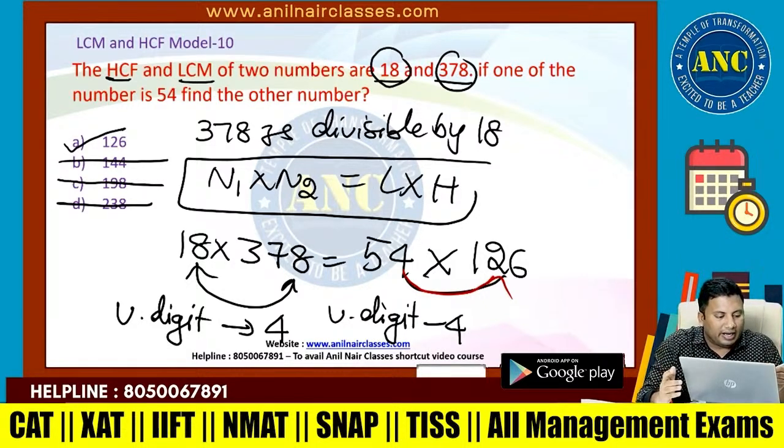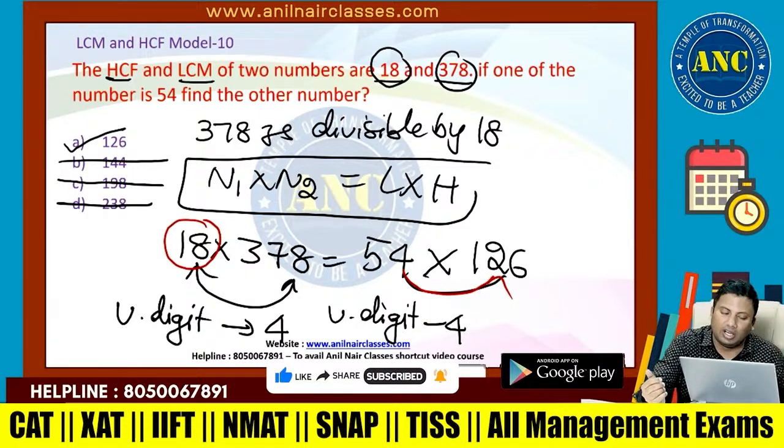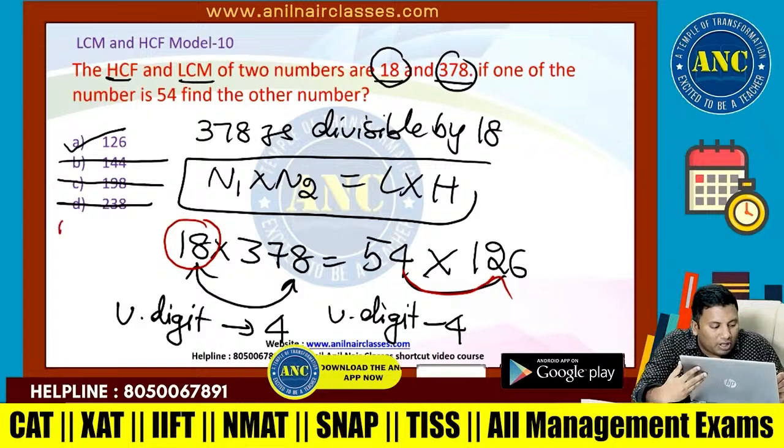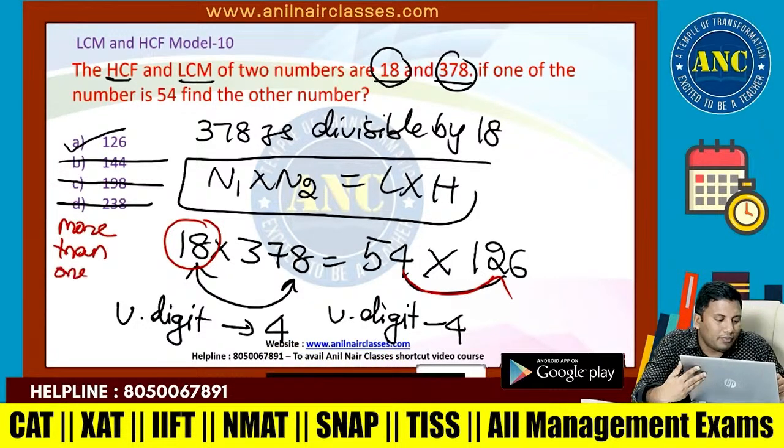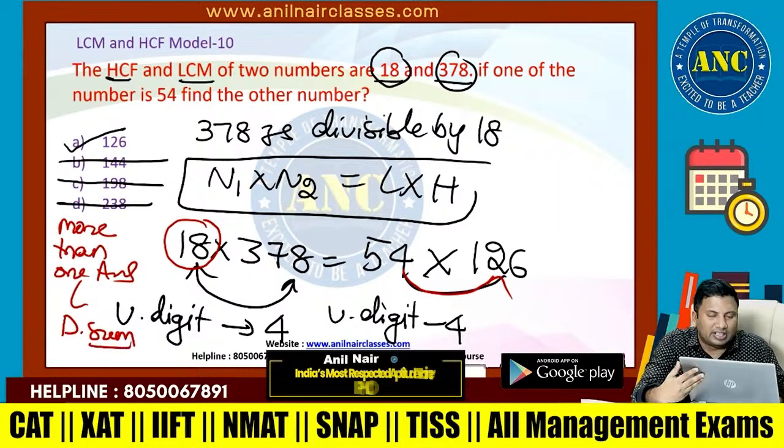You can eliminate a few answer options by using the digital sum concept. 18, digital sum is 9. You multiply and check where the digital sum is matching. Are you all with me? If more than one answer's digital sum is matching, then use the unit digit.